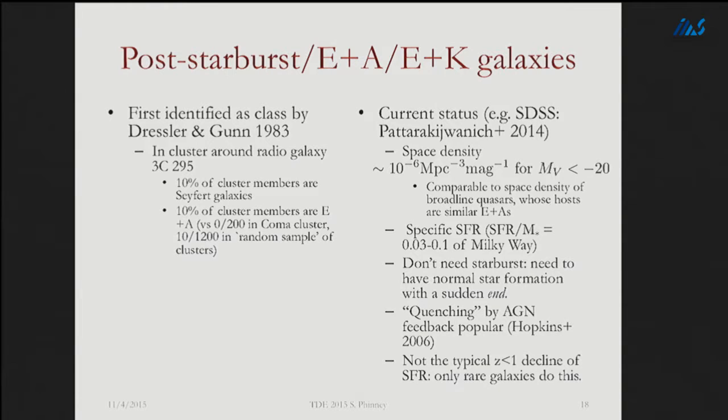So the current status is, again, from the Sloan survey, looking specifically for galaxies with this type of spectrum, but now not in Seyferts or quasars. The space density is actually comparable to the space density of quasars. The specific star formation rate, as I said, you have to drop it really dramatically. So the star formation rate per unit stellar mass is about a tenth to a 30th of that in the Milky Way, and that's how you create these type spectra.